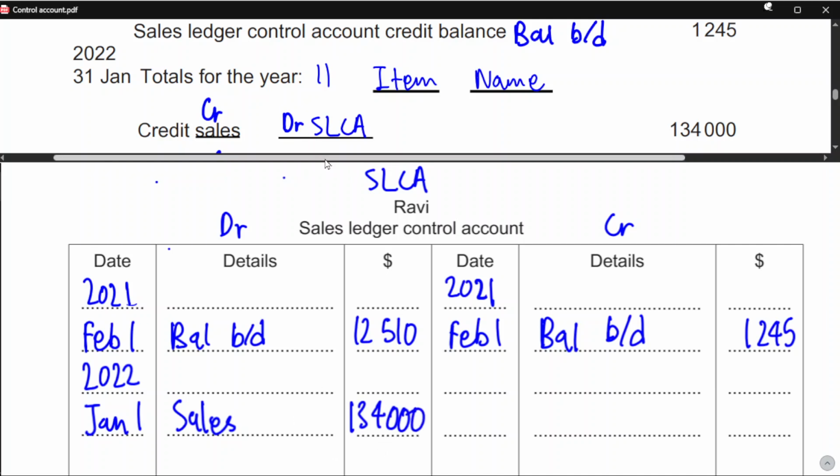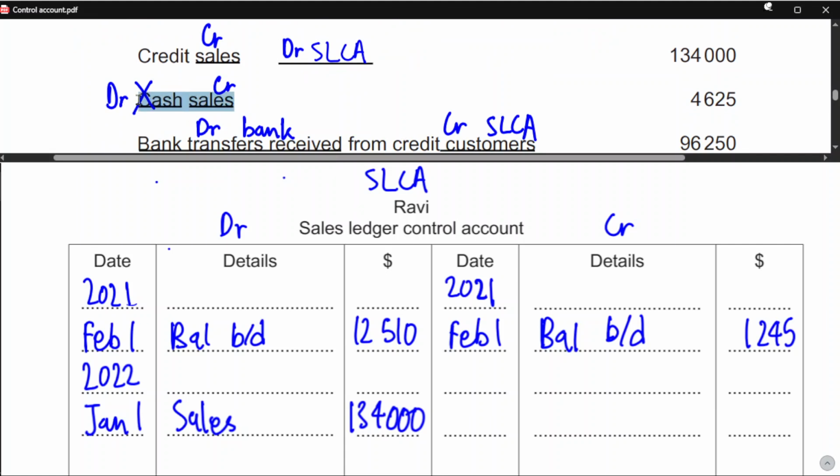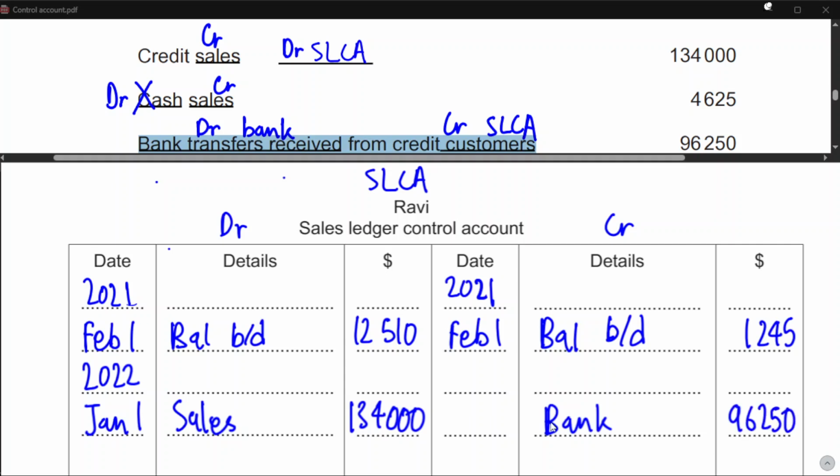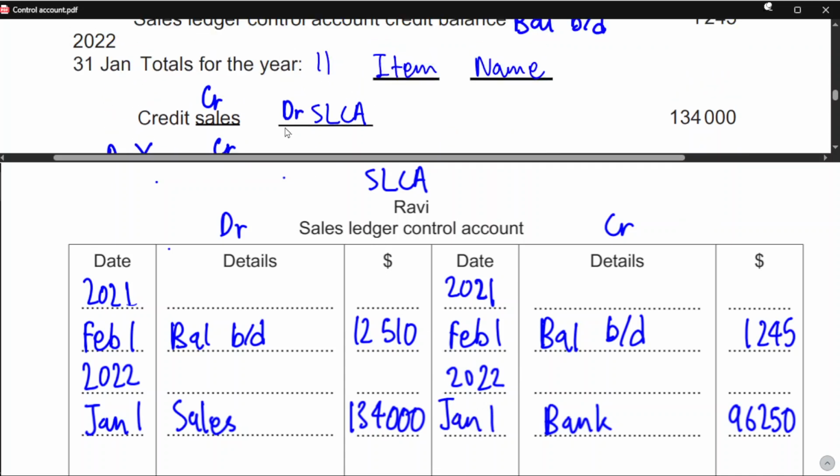Okay. So then cash sales, don't do it. So go next line. SLCA credit bank. I think it will be the same date. Yeah, it's Jan 31, sorry. So this one is, okay.